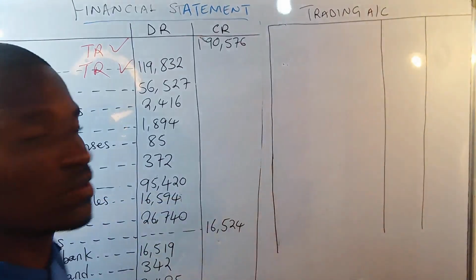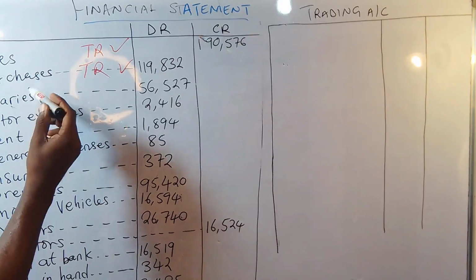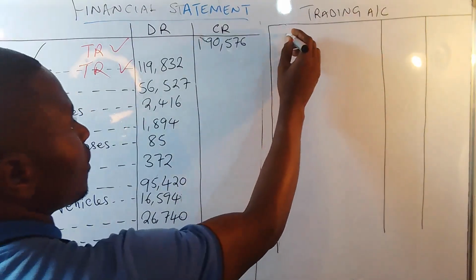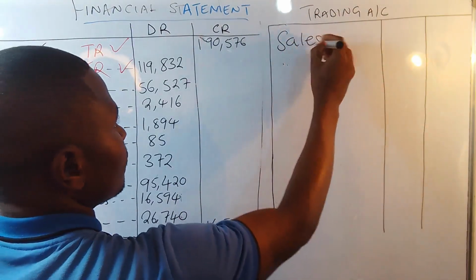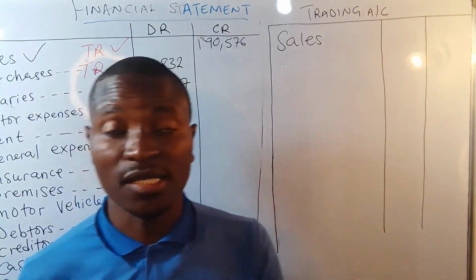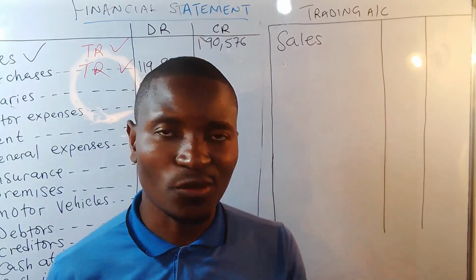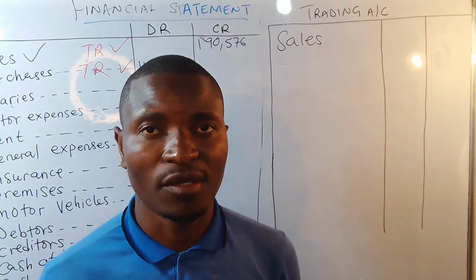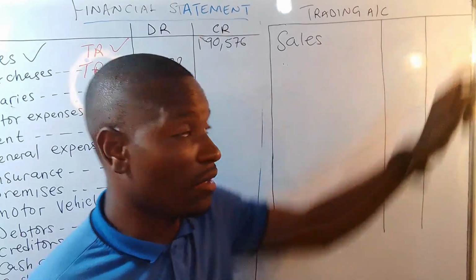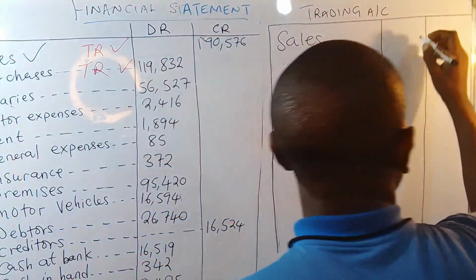Okay, what we do is look at this one, sales. Sales is the first entry. So the sales item is the first entry that we enter in the trading account. So we have to take it to the last column there.